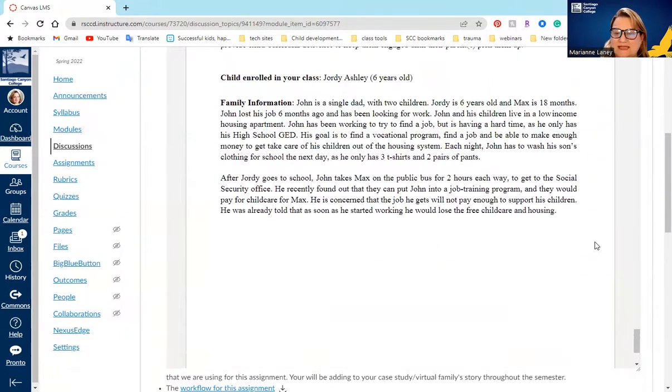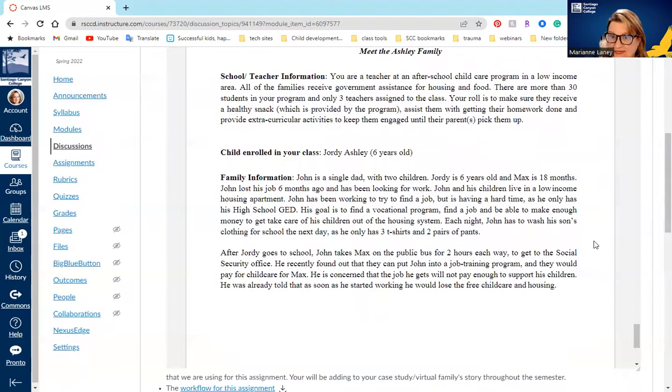So again, you're not here to solve all the problems, but we will talk about impacts on socialization. We'll talk about possible things that could be affecting the child's development. And again, we're really only focusing on the one child, even though there's 2 in this story. Jordy is your student, right? So again, if that's the vignette you pick, you're going to stay with that for the rest of the semester. Good, makes sense.